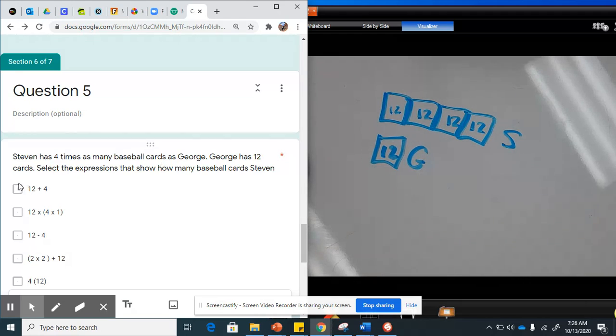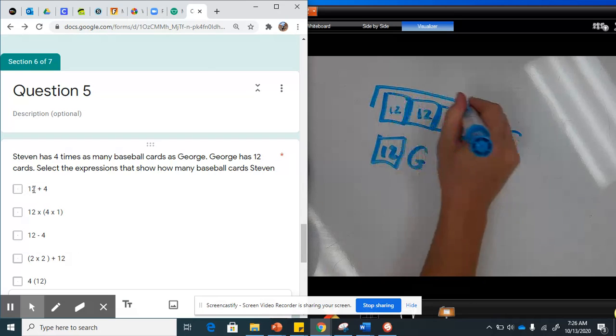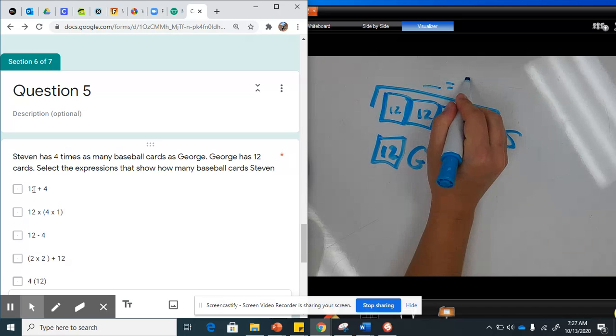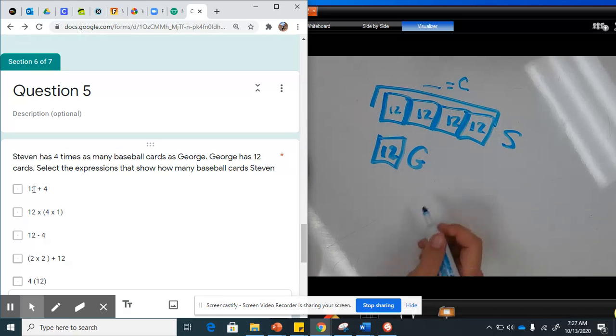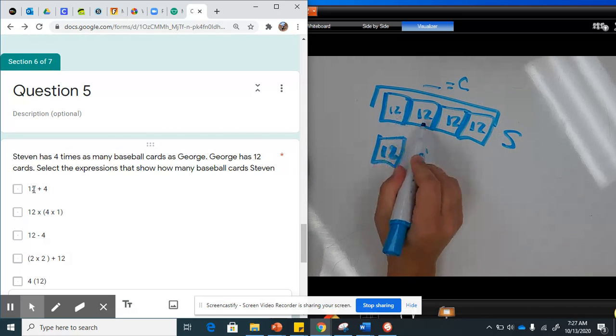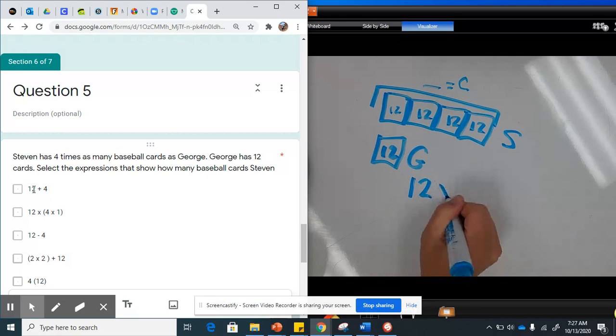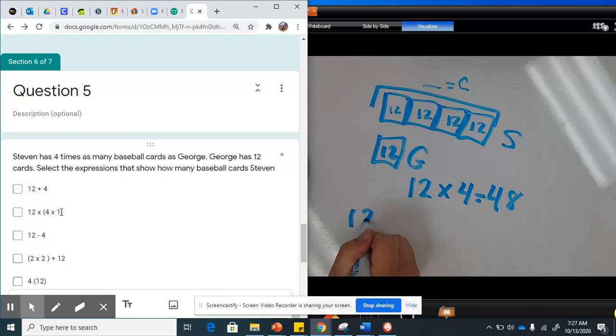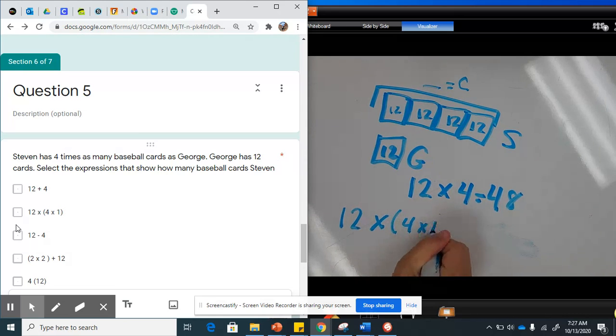So I'm going to look at the first equation, 12 plus 4. So we're trying to figure out how many cards Stephen has. So blank equals cards. And I know my expression would be 12, because that's how many cards George has, times 4, since he has 4 times as many, would give me 48 cards. So I have to go through these equations. The first one says 12 plus 4, which equals 16. So that would not be right. So the first one definitely is not right. The next one says 12 times 4 times 1.